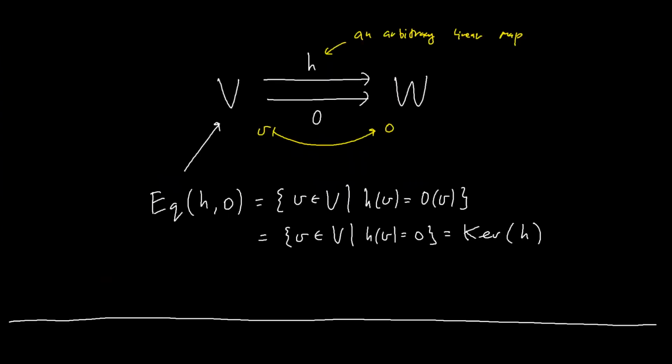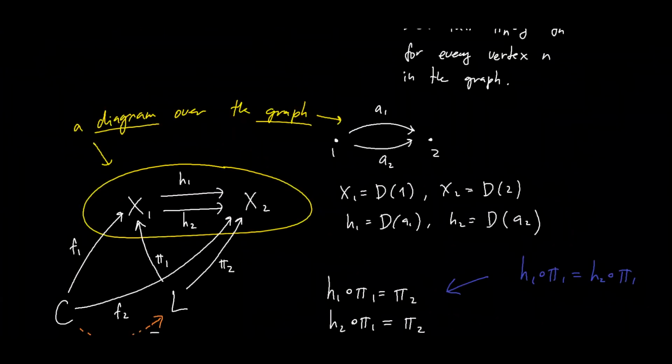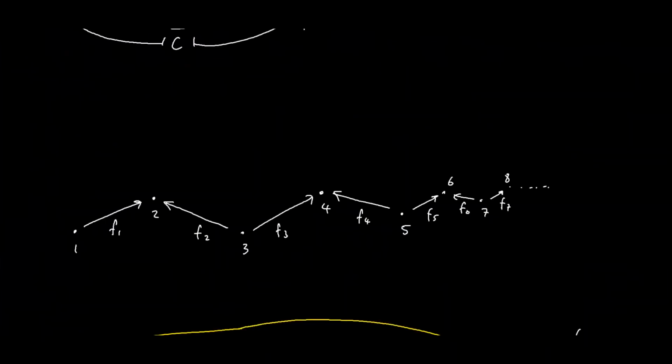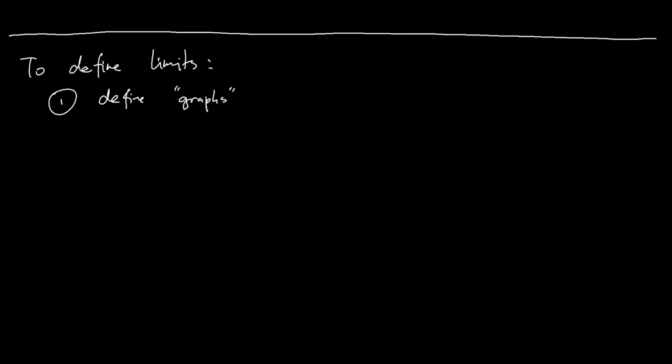So these are these things, something like that, or in this case, our graph was just consisting of two vertices 1 and 2 with no arrows between them. So we need to define what a graph is.